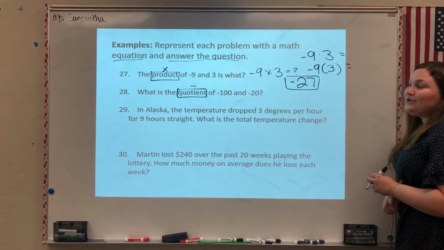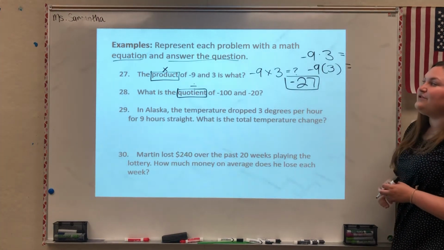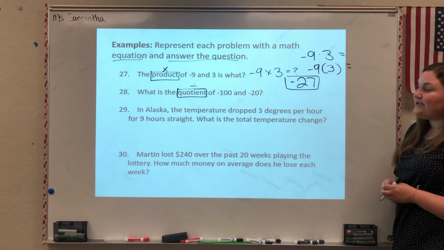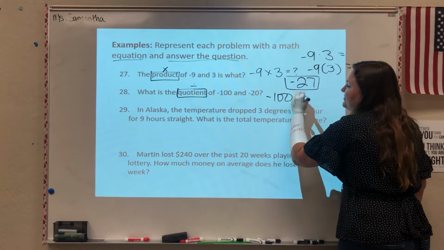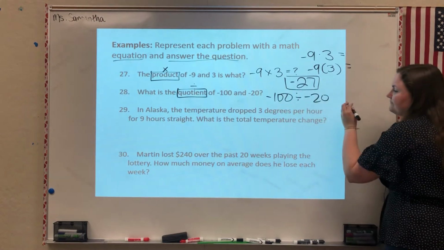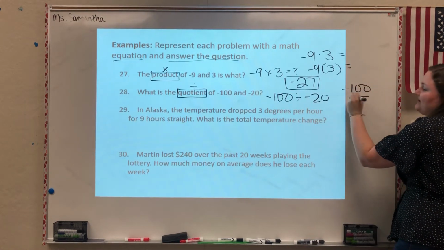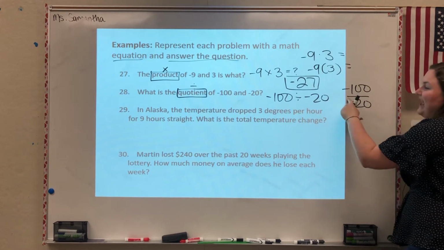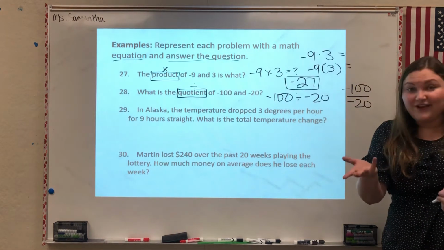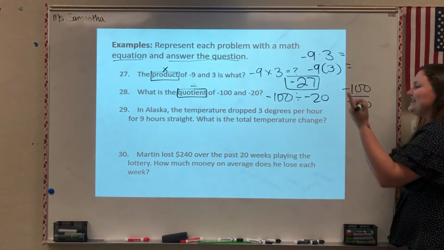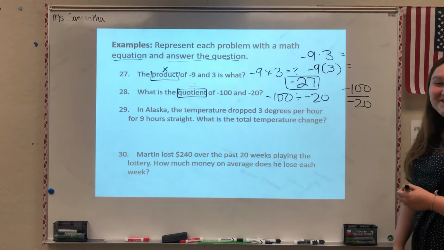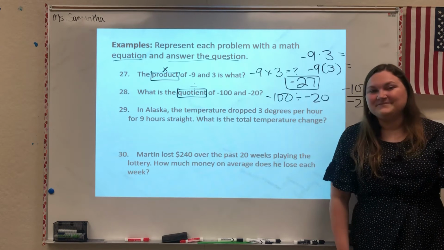Now that we know quotient is division, we can go ahead and do the first part, which is write our equation. You can write it -100 divided by -20. You could also write -100 divided by -20 as a fraction, since we just learned fractions can mean division. Either way you do it, it's going to say -100 divided by -20. Do you know what that equals?